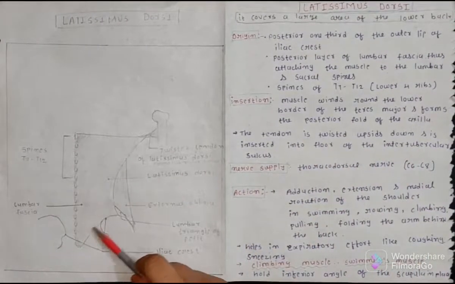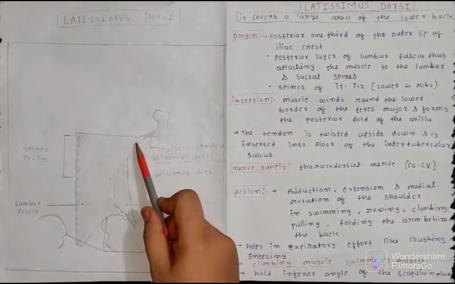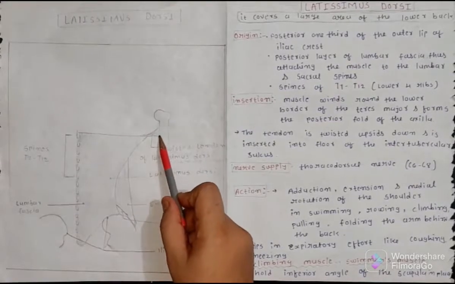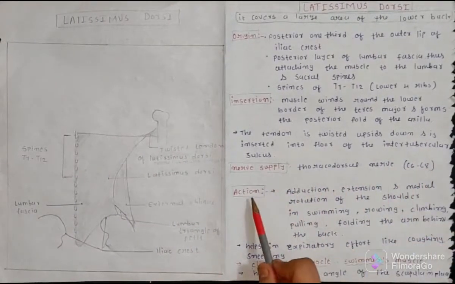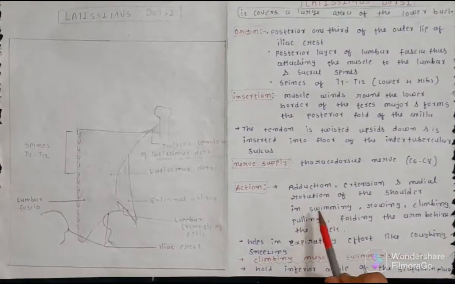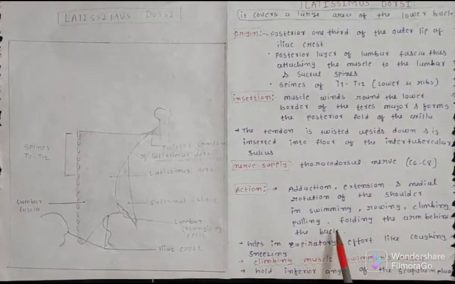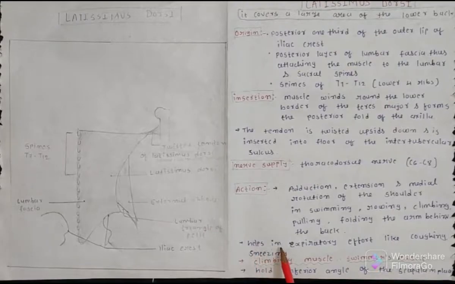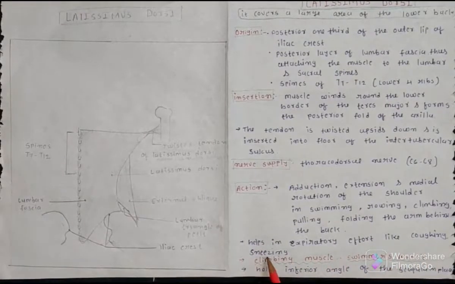Its origin is from here and its insertion is by the twisted tendon of the latissimus dorsi into the intertubercular sulcus. Nerve supply: thoracodorsal nerve, C6 to C8. Action: adduction, extension and medial rotation of the shoulder, in swimming, rowing, climbing, pulling, folding and arm bending of the back. Helps in expiratory effort like coughing and sneezing.